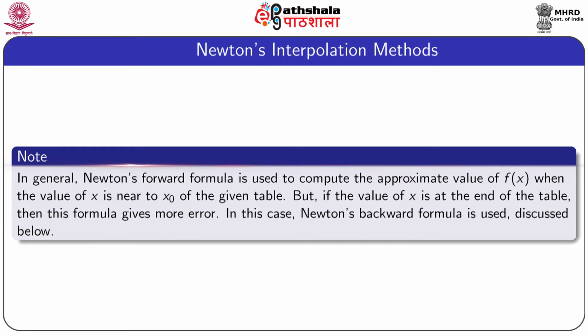So, one important observation is that the Newton forward interpolation formula is used to compute the approximate value of the function f(x), or the approximate value of y, when the value of x is near x0. This is the main criterion of Newton's forward interpolation formula. But if the value of x is at the end of the table, then this formula gives more error. The formula may be used, but it gives more error. So, in this case, there is another method known as the Newton backward formula, which is discussed in the next slide.